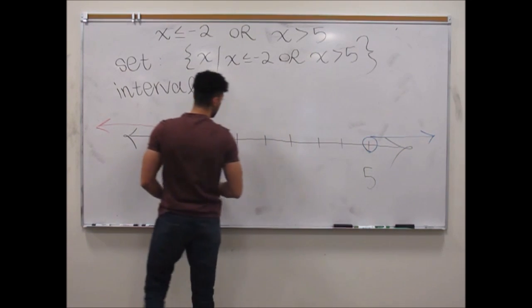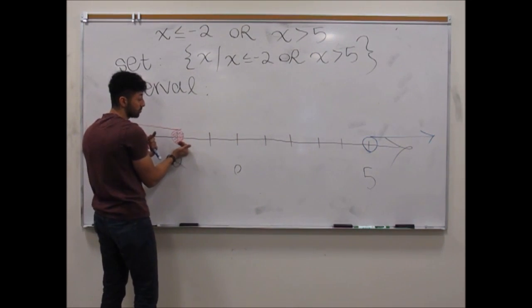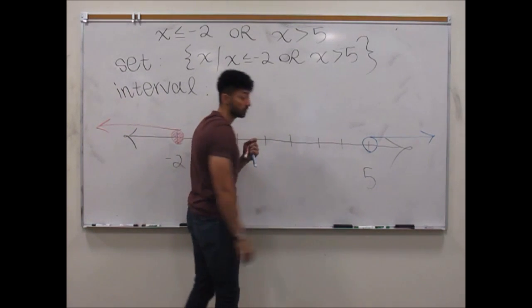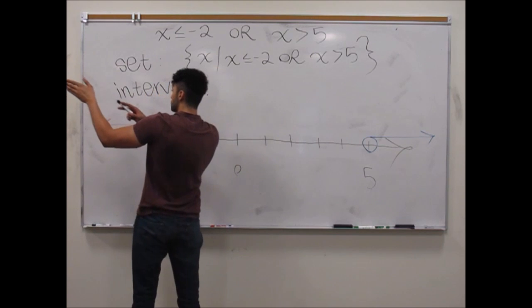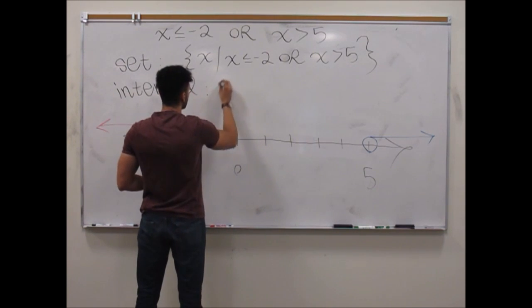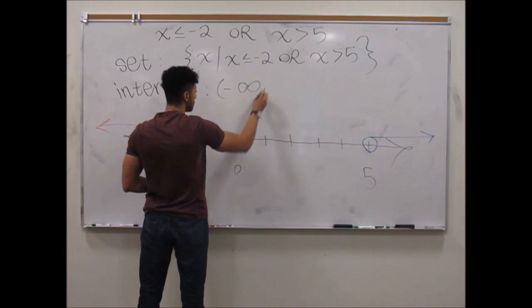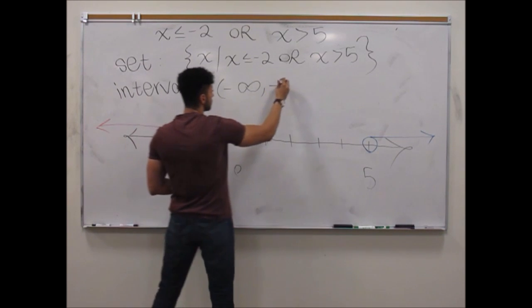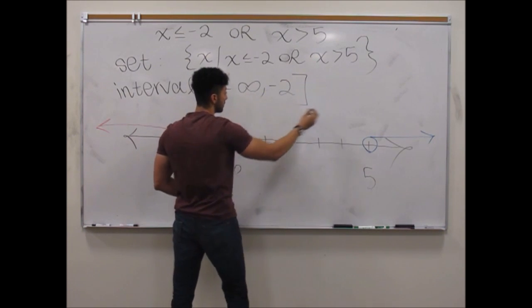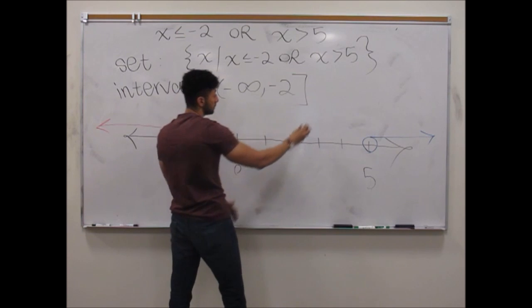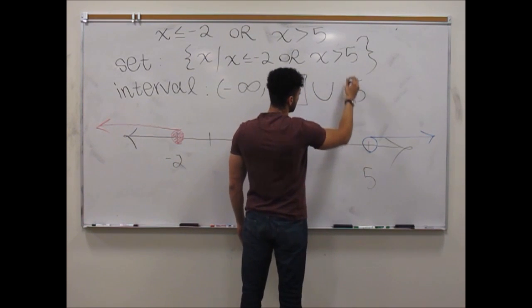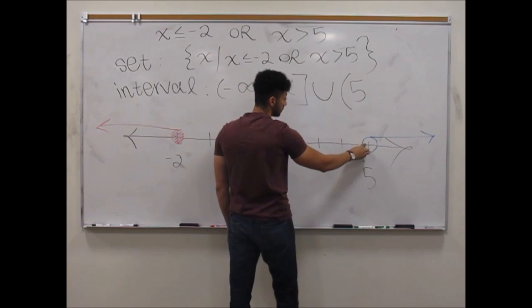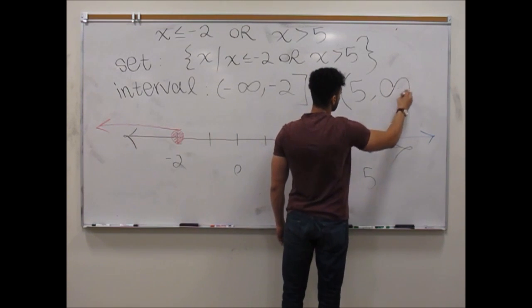And notice there's no activity from negative 2 all the way up until 5. So that's where union is going to happen. So coming in from the left, coming from negative infinity, don't include that. We hit negative 2, it's included, so we use a bracket. No activity all the way up until I get to 5. It's not included. And then we go off to infinity.